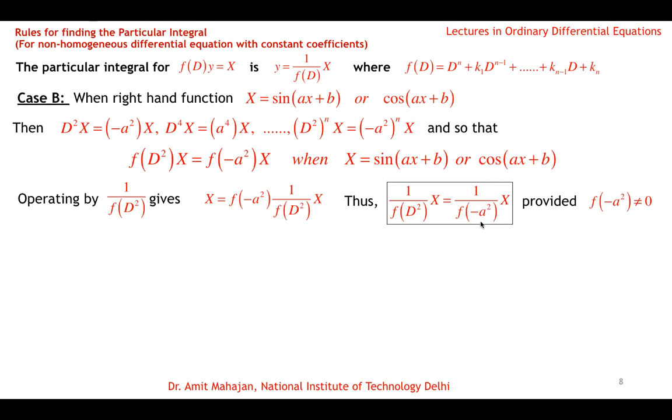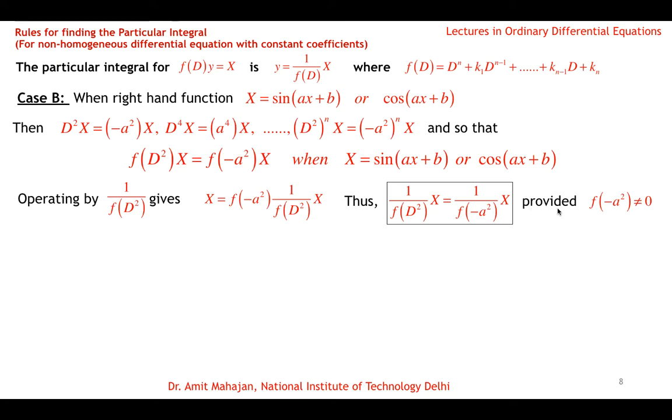This result is very similar to the exponential part. The difference is that in the exponential we put d as a, here we put d² as −a², where a is the coefficient of x in the sine or cos function. So if this denominator is non-zero, then 1 by f(d²) on capital X will be 1 by f(−a²) times capital X.